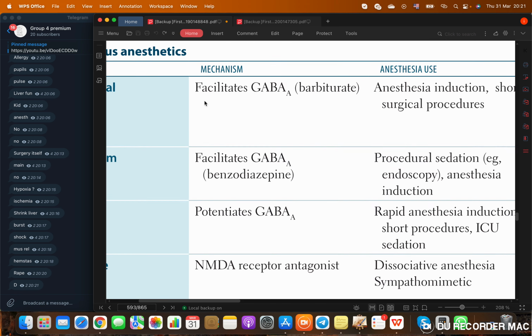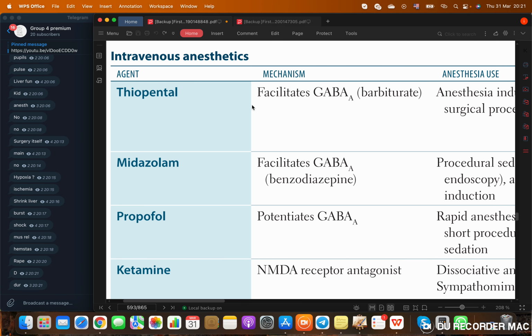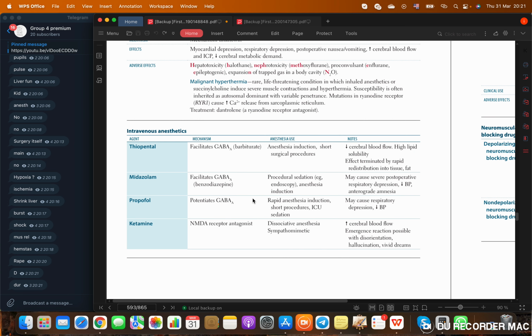Okay, that's a mistake. Remember, guys: barbiturate, duration. It has URA in the name for duration, okay? But benzos, it's the frequency. Benzos for frequency. So, anesthesia, sedation, like endoscopy, and anesthesia induction.